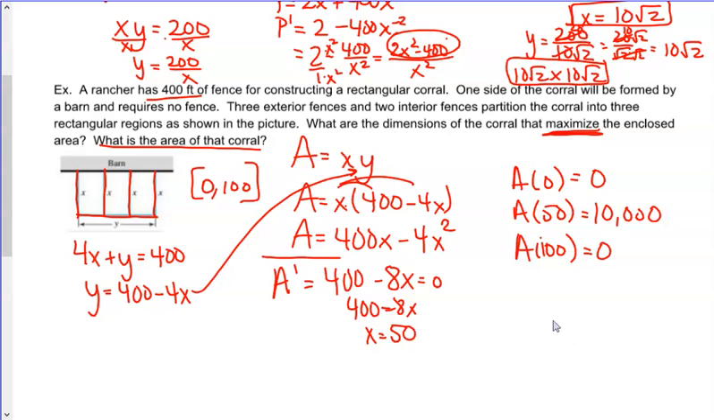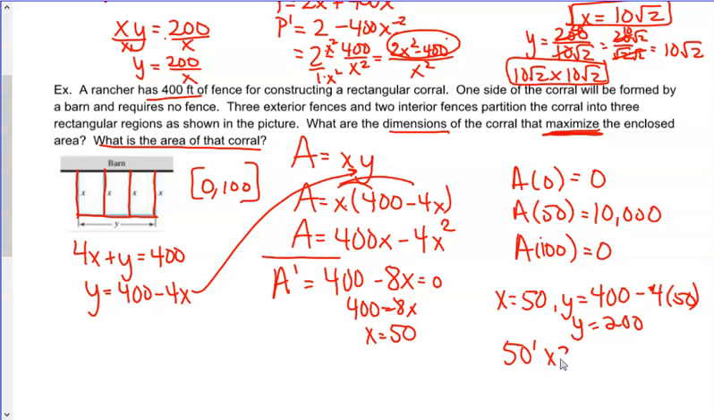So to answer the question, we want to know what are the dimensions of the corral. So we need to know the x times the y. So the x equaling 50 is one of those dimensions. But now y equaling 400 minus 4 times 50 gives me my other dimension. And so 400 minus 200 is going to be a 200 as well. So the corral's dimension is a 50 feet by 200 feet corral. And that's the first question.